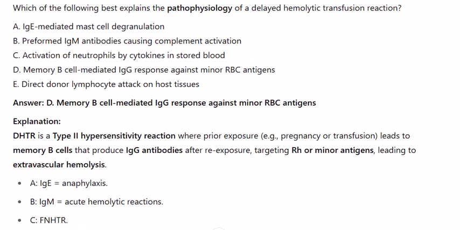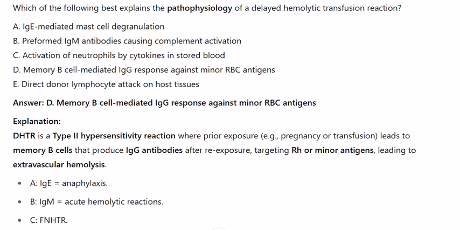Question 2. Which of the following best explains the pathophysiology of a delayed hemolytic transfusion reaction? A. IgE-mediated mast cell degranulation. B. Preformed IgM antibodies causing complement activation. C. Activation of neutrophils by cytokines in stored blood. D. Memory B-cell-mediated IgG response against minor RBC antigens. E. Direct donor lymphocyte attack on host tissues.